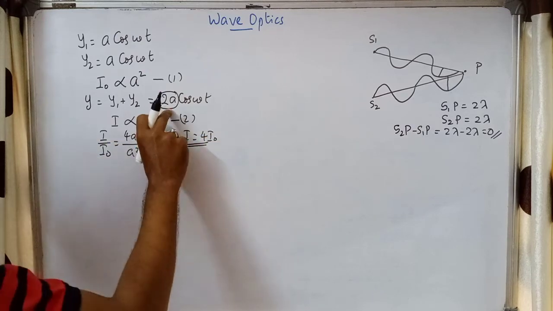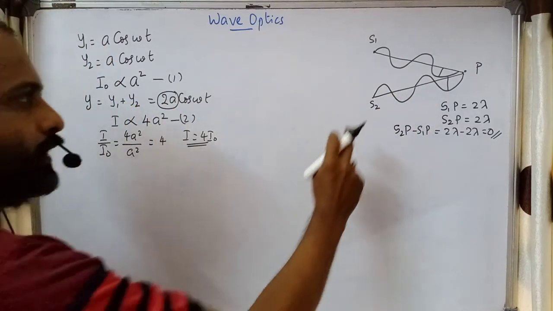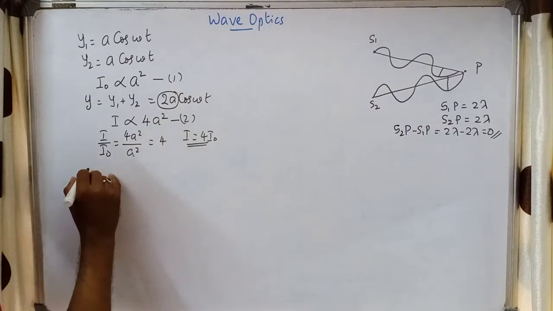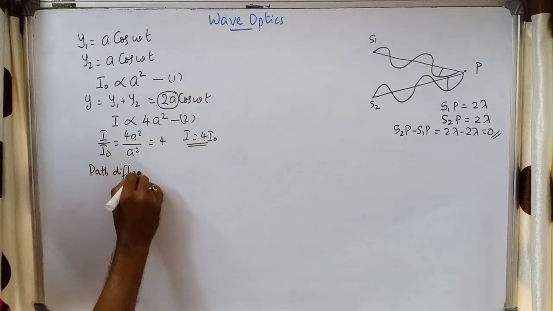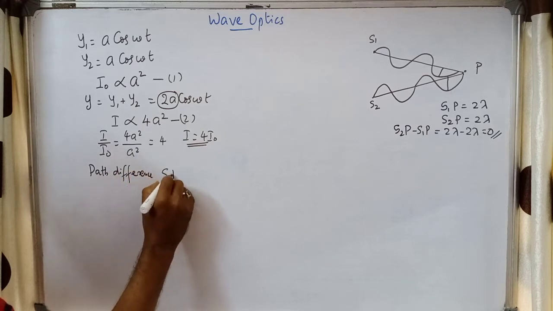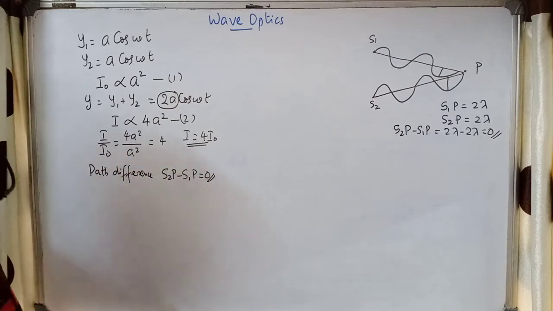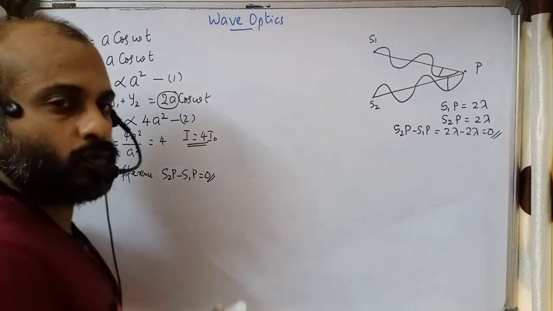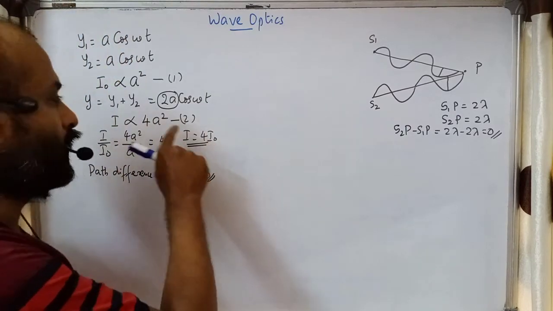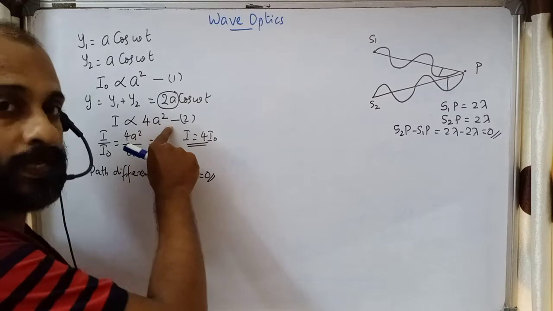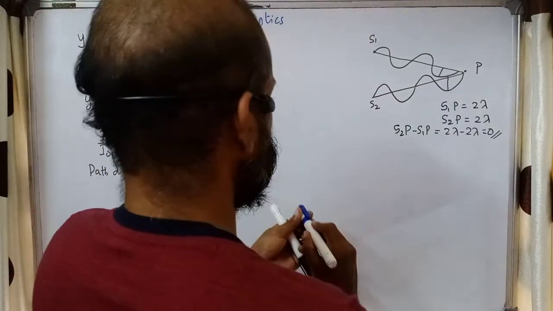Here the amplitude is maximum. This is an example of constructive interference. Here what was the condition? Path difference, that is S2P minus S1P, became 0. This was the condition. So here path difference is 0. The intensity was maximum. Intensity had a value proportional to 4a square. Now we will see another two sources.